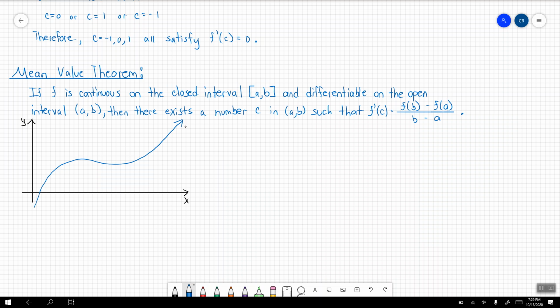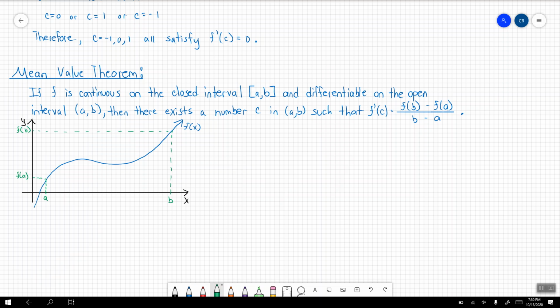Call this function f of x. We're going to make sure that this function f of x is differentiable and continuous. And then we're going to constrain this on a given interval, so put some constraints there from a to b, meaning that we're going to have an output here of f of a, and we're also going to have an output here of f of b.